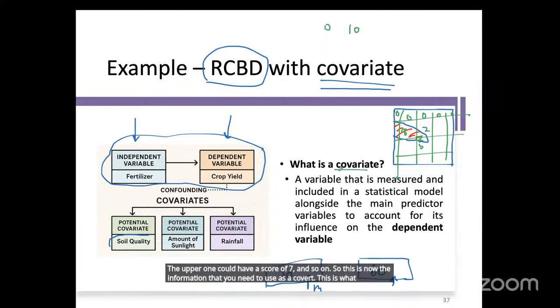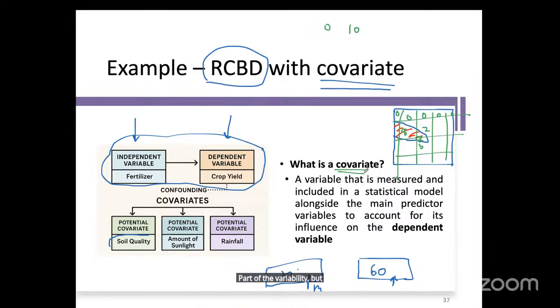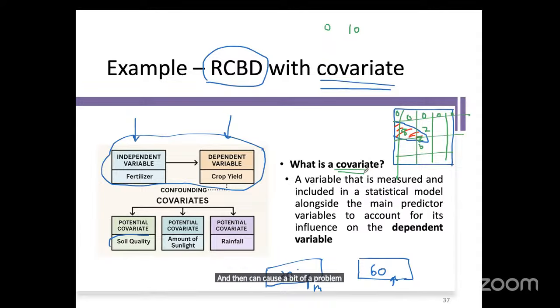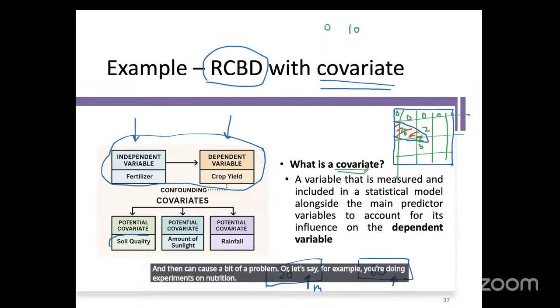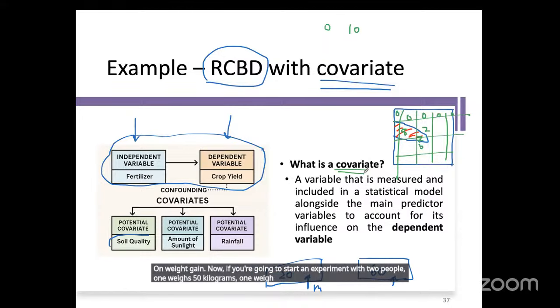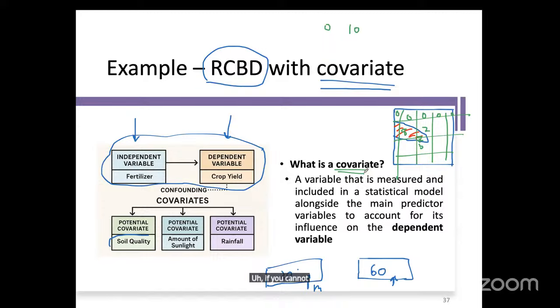This is what we call a covariate. A covariate is also part of the variability, but it cannot be used for blocking. Something can come up when the experiment is already going on and cause a bit of a problem. For example, you're doing experiments on nutrition, and you want to see the effect of a certain diet on weight gain. If you start an experiment with 2 people, one weighs 50 kilograms, one weighs 60 kilograms, and you cannot use that information for blocking, you can use it as a covariate.